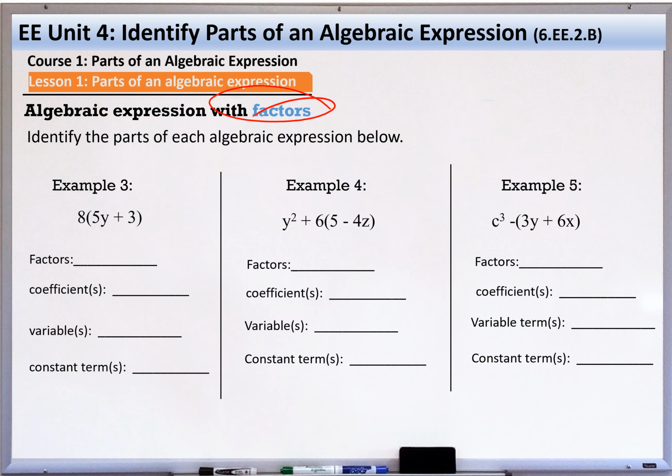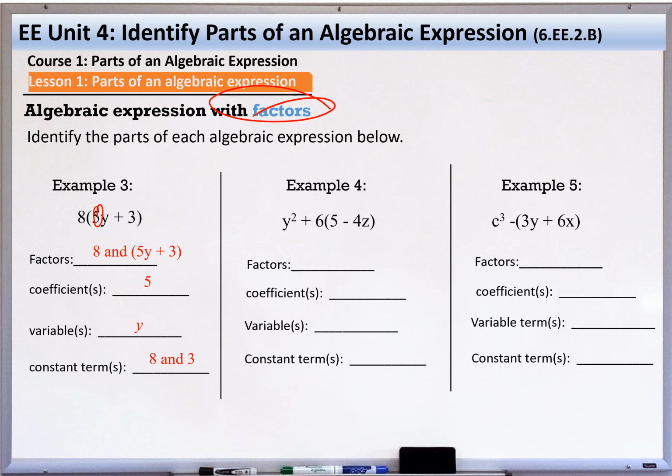All right, the first one, we have two factors. We have 8, because 8 is multiplied by the quantity of 5 times the number y plus 3. Our coefficient, the number attached to the variable, or the number multiplied by the variable, is 5. Only variable we have in this expression is y. And our constant terms are 8 and 3. 8 is not attached to anything, nor is 3. Not attached to a variable, I'm sorry.